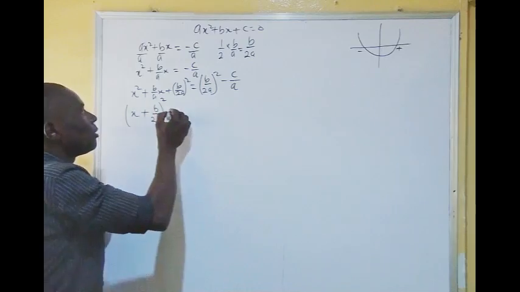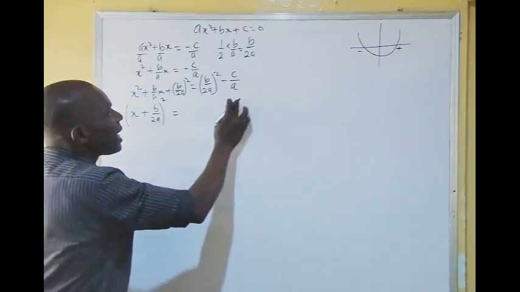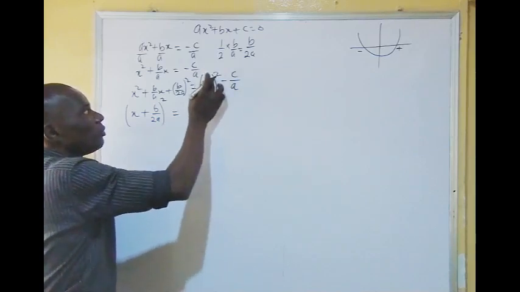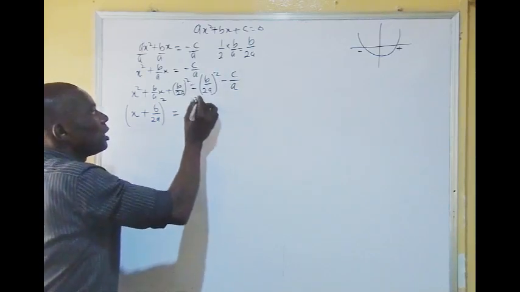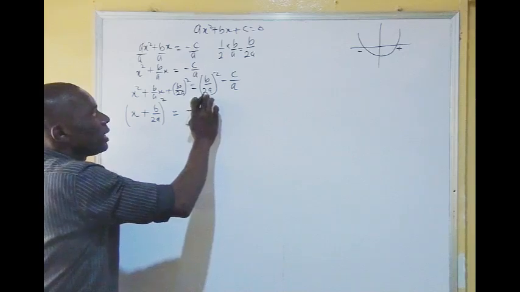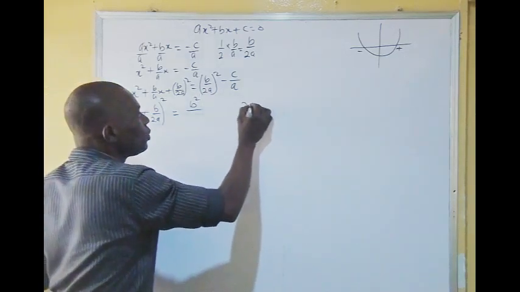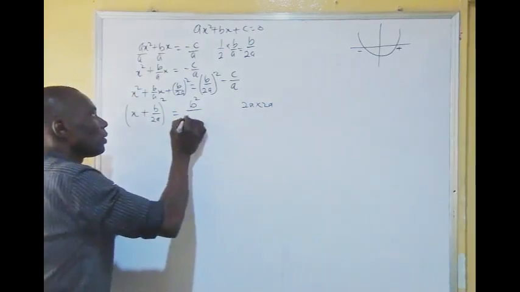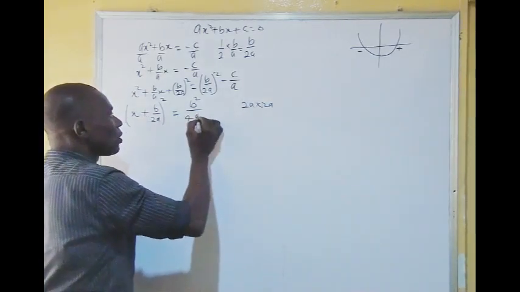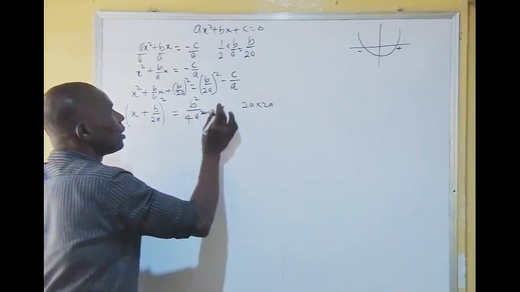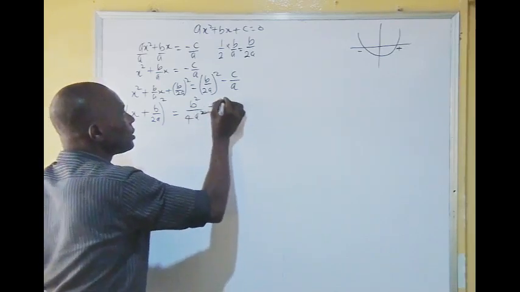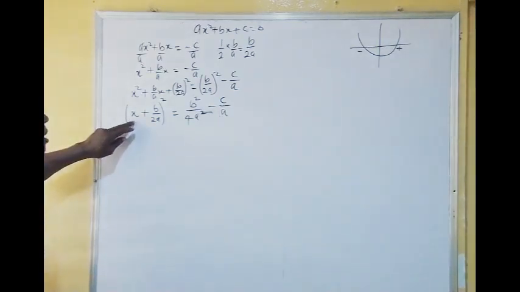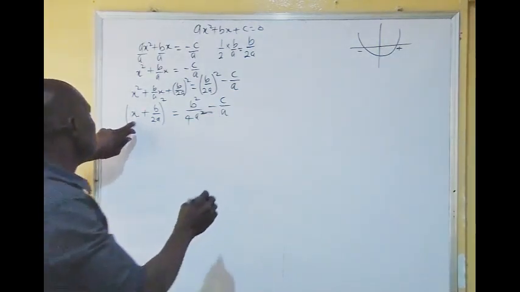So we will do that anyway, but let's look at this side now. This expression here will become, if we use the square on b, b squared. If we use the square on 2a, that would be 2a times 2a. 2 times 2 is 4, then a times a is a squared. Minus c over a.